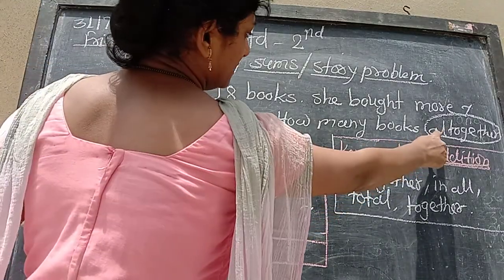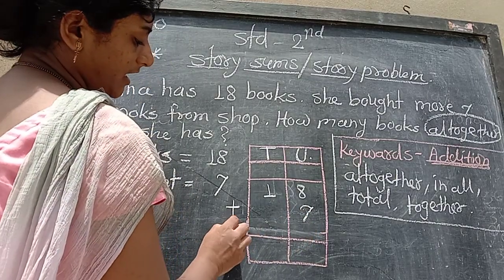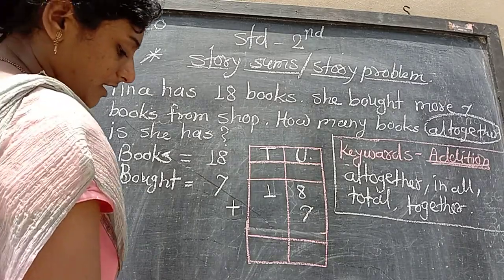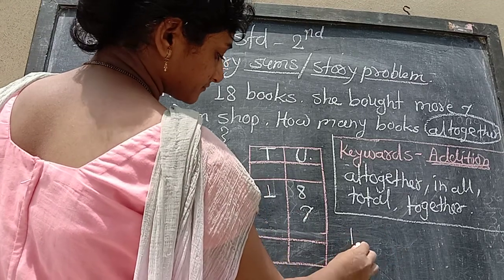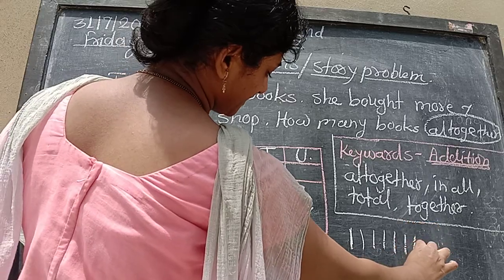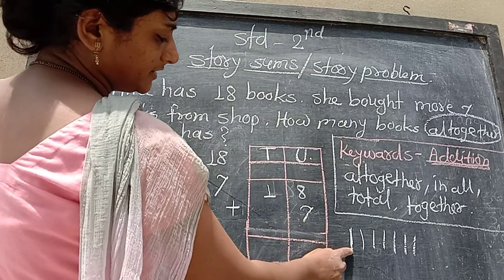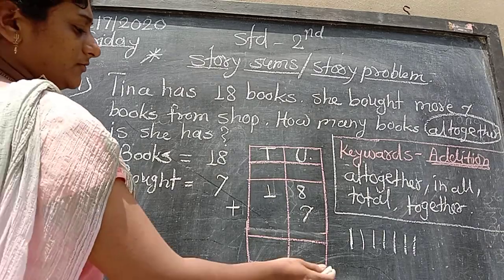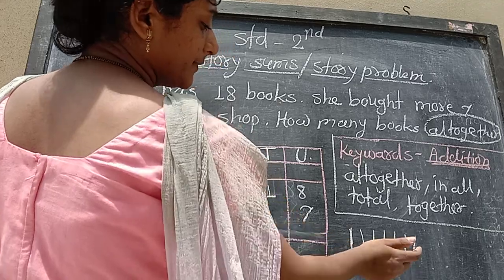Just as I said, altogether means the operation of addition. Now let's start to solve. 8 plus 7, how many? From 8, count 7 fingers, otherwise 7 lines. See, after 8 I have drawn 7 lines: 1, 2, 3, 4, 5, 6, 7. So you can count forward: 9, 10, 11, 12, 13, 14, 15.